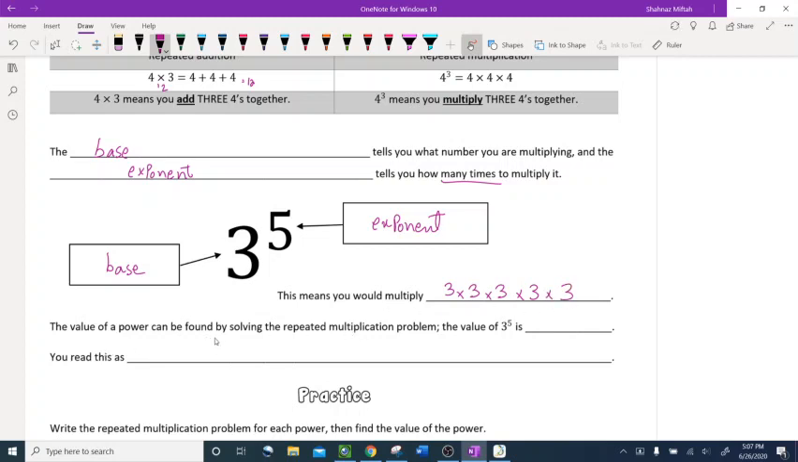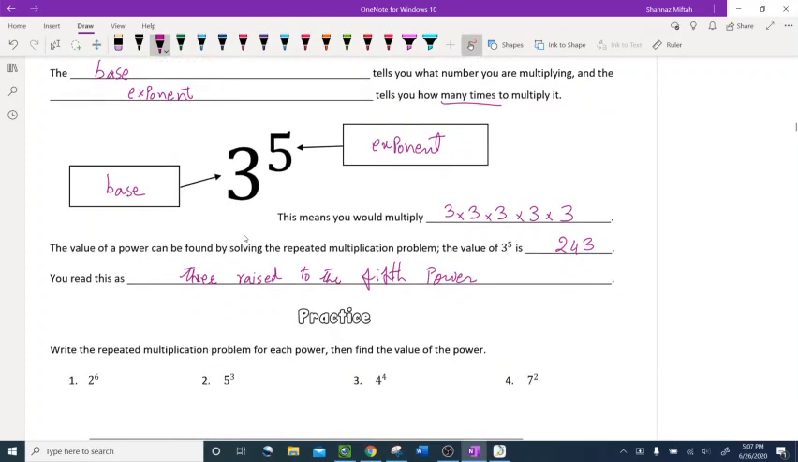The value of a power can be found by solving the repeated multiplication problem, and the value of 3 to the power 5 is 243. When you multiply 3 five times, you get 243. So you read this as 3 raised to the 5th power, or 3 to the power 5. It's the same thing.